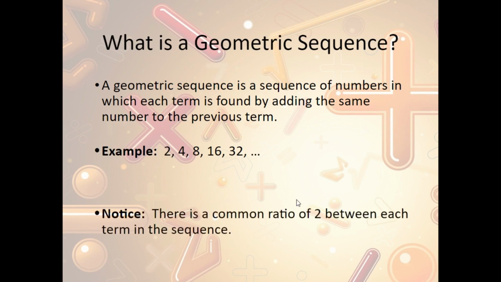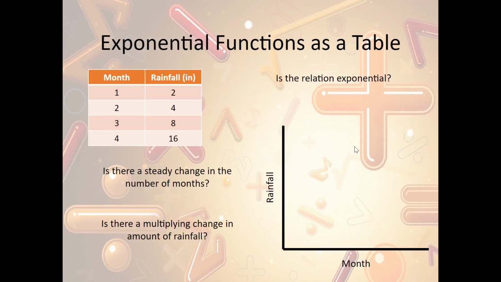What you should notice is every time we move from one term to the next, we have a common ratio, or a multiple of 2. So we're multiplying 2 times 2 to get 4, 4 times 2 is 8, 8 times 2 is 16, and so on. How can we recognize exponential functions from a table?